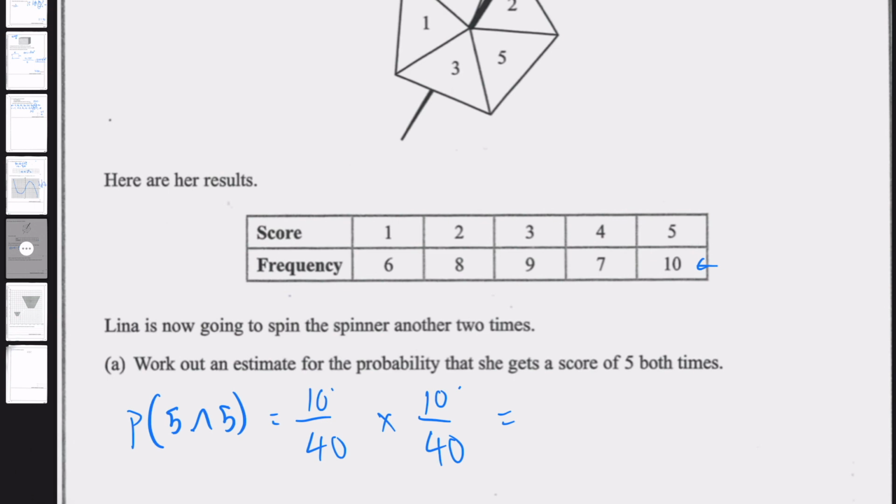Now I would probably want to simplify these down first, so I would say this is a quarter times a quarter, or a quarter squared, and that's going to be 1 over 16. 1 times 1 for 1, 4 times 4 for 16.